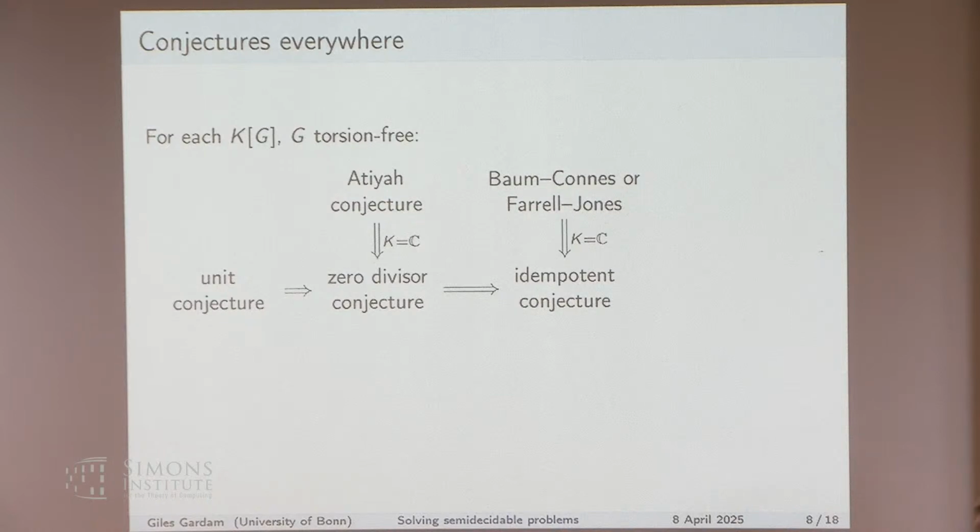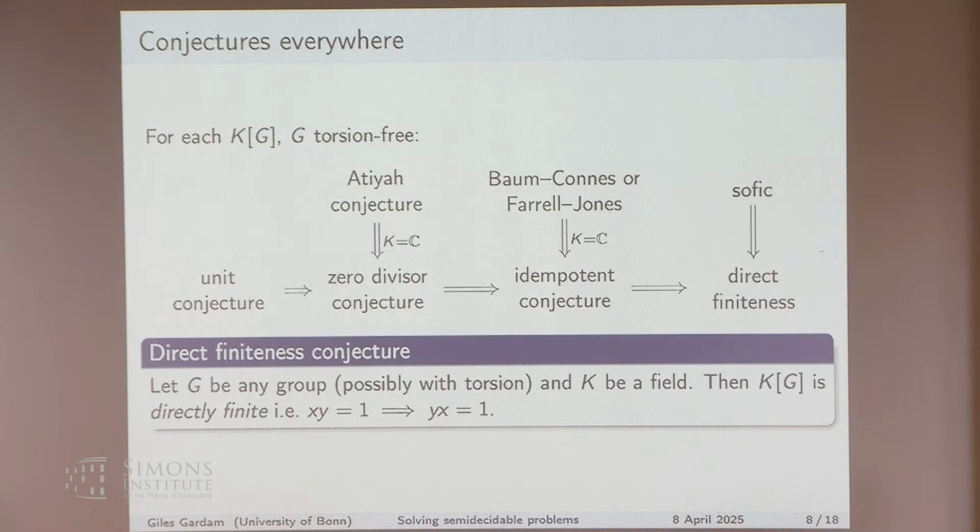So I told you about three conjectures of Kaplansky. There's actually a bonus fourth one that I'll now introduce, which is the direct finiteness conjecture. This is different from the other three because we now drop this assumption about the group being torsion-free. This should just be a statement that's true for all groups. Generally, we should be suspicious of such statements, but this problem has resisted all attempts so far.